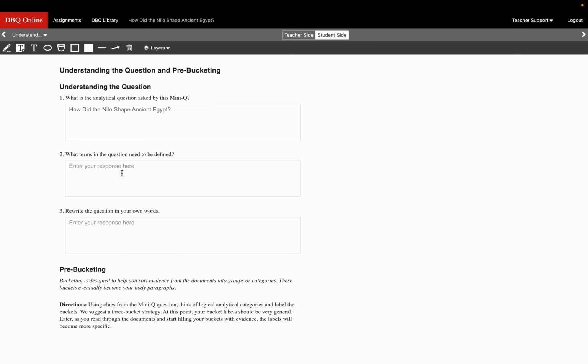Okay, now what terms in the question need to be defined? So hopefully we don't need to define how, did, or the, right? That only leaves 4 options. Now we're not going to focus as much on Nile and Egypt, but instead of wanting that content-specific vocabulary, we want words that can have multiple meanings, or words that a 6th grader might not know.